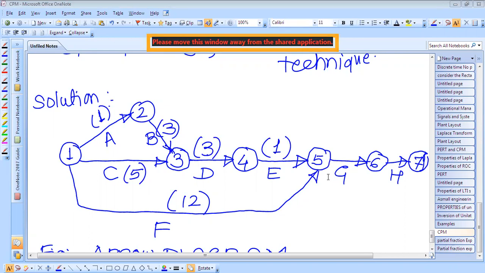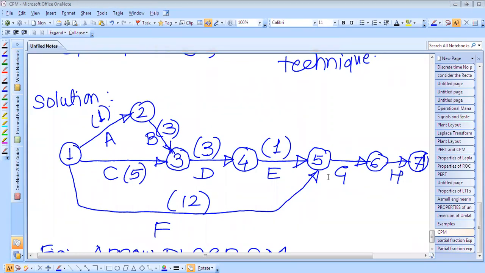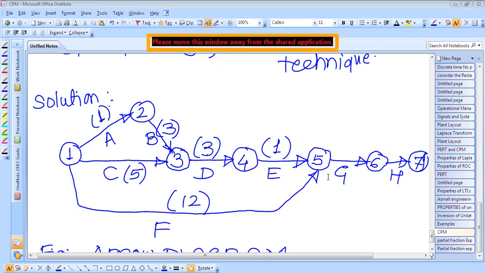And the next activity is activity G, that is 1, 2, 3, 4, 5, 6, 7. So G is the activity, fixing lining on the inside of the tank. So he has given the time for this activity of 5 days. He has given the time required to complete this activity as 5 days.